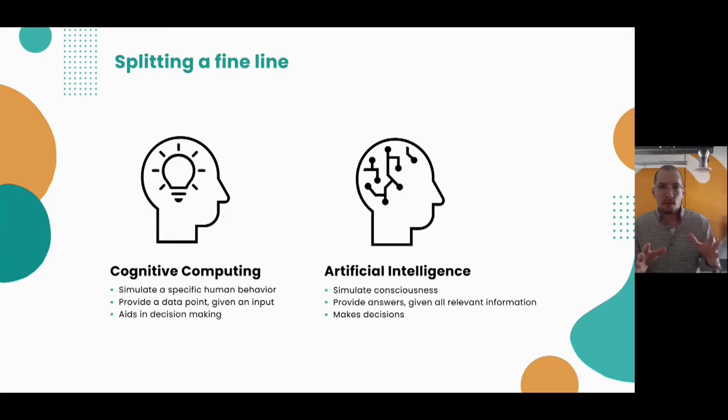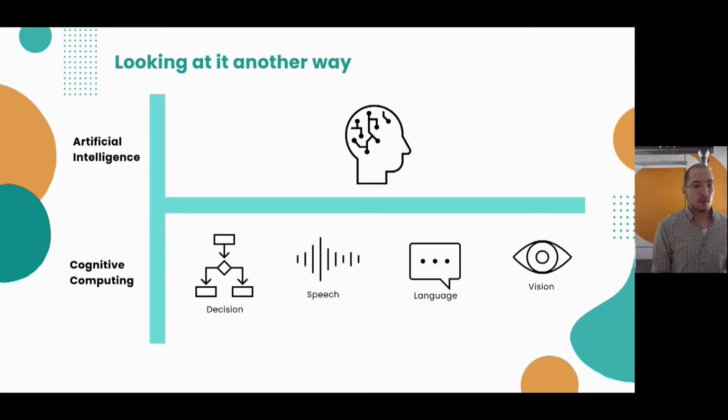But maybe another way to look at this, and probably a better way to look at this, honestly, is that cognitive computing is building the pillars to get us to AI, right? We're going to use different cognitive capabilities to get to AI. We may not use all of them. We may use some of them. We may use only one of them, right? It depends. It's going to vary a little bit here.